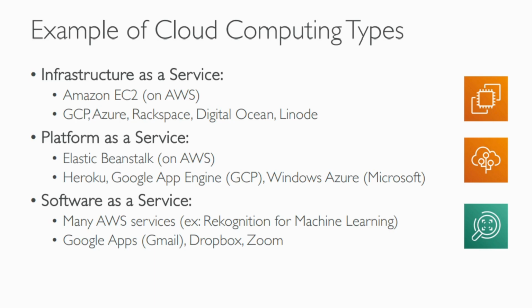Let's understand the different types of cloud computing. We have three types: software as a service, platform as a service, and infrastructure as a service. Let's start with software as a service.